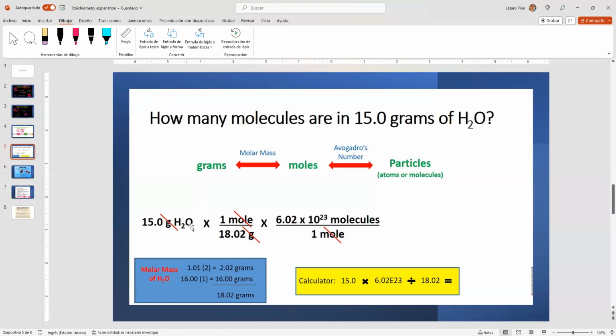Then you say 15.0 grams of water. If you know that 18.02 grams of water is 1 mole, and you know that 1 mole of water is this number of molecules, then you can find out the number of molecules of water in this amount, in this mass of water. Using the calculator, you can go from 15.0 to multiply by the Avogadro's number and divide by the atomic mass of the molecule of water that you can calculate this way.